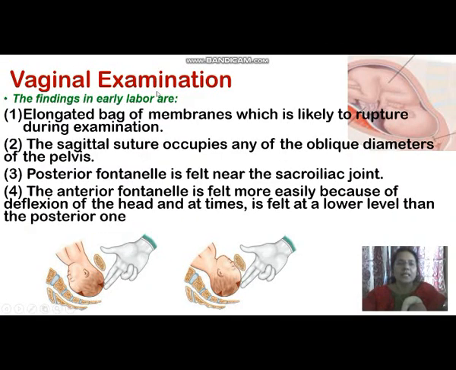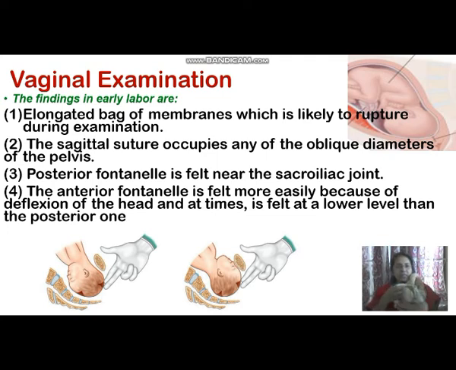Next, in the vaginal examination, the findings early in labor are an elongated bag of membranes because it is an ill-fitting presenting part. The head is not flexed, that's why it is an ill-fitting presenting part. So the membranes can be elongated. The bulging of the bag can be seen, and it is likely to rupture during the vaginal examination.